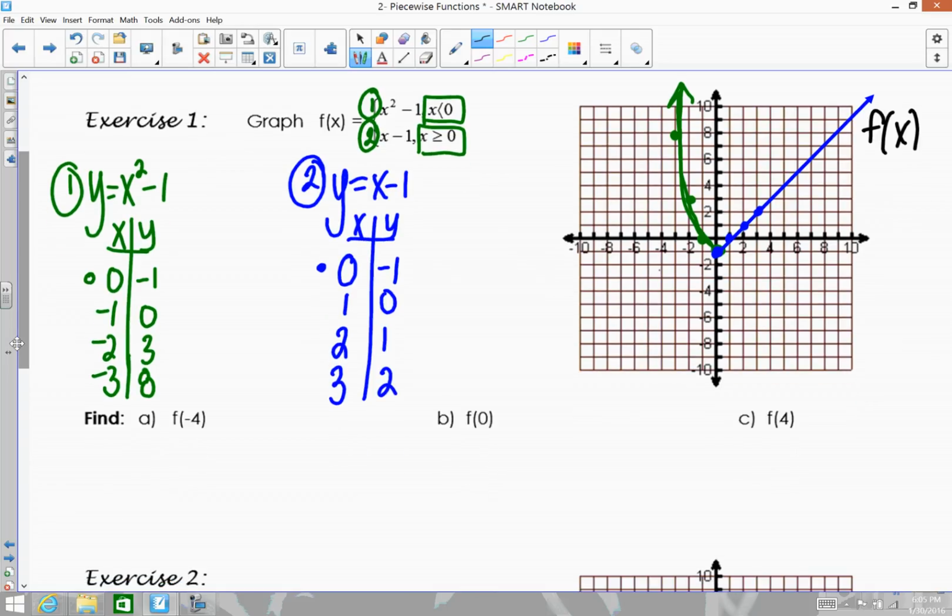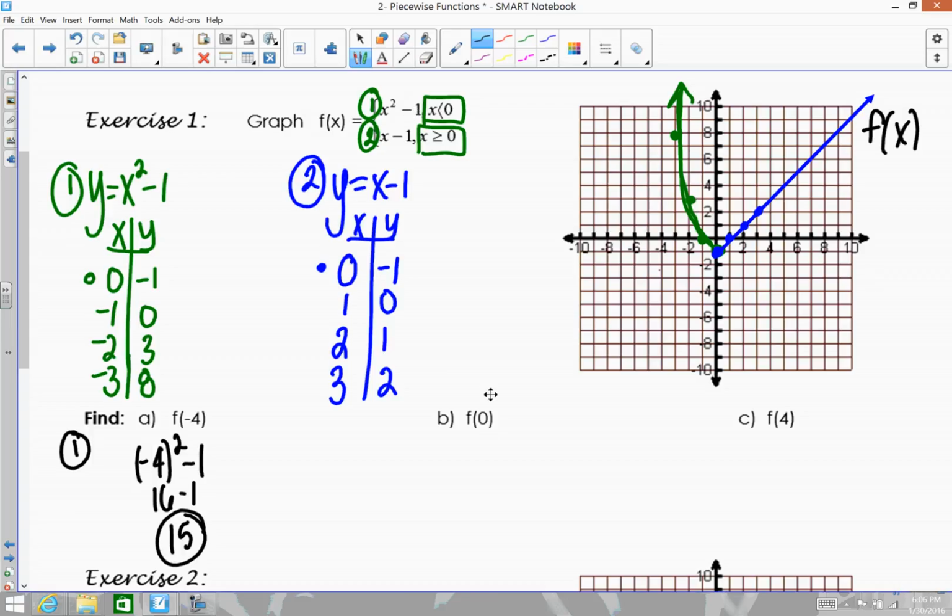So now let's look at evaluating it. So f of -4, well, which category does -4 belong to? It belongs to equation number 1. So you would use equation number 1. -4 is less than 0. So if you plug in -4, you would get 16 minus 1, so you get 15. You could also look on your graph, but the problem is -4 isn't part of the graph, so you won't see that, so you still have to plug it in, but you definitely know that it does belong to the first equation here, the parabola part of it.